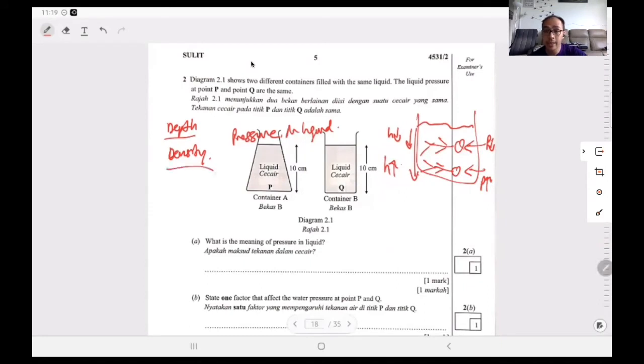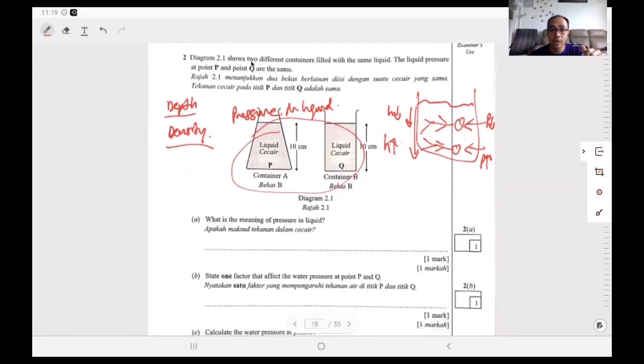The second factor that affects pressure in liquids is density. Density and depth are the only two factors that affect pressure in liquid. The type of bekas does not affect the pressure, does not affect the height. So be very careful about this. There are only two factors that affect the pressure in liquid: kedalaman, or the density of the liquid itself.